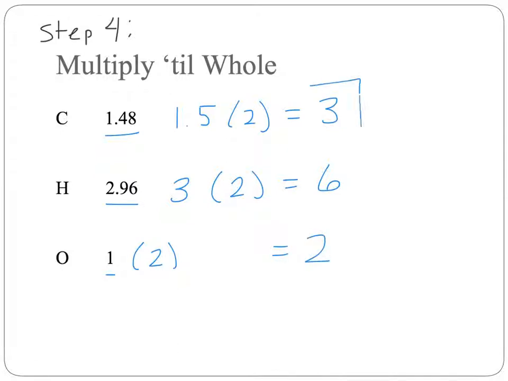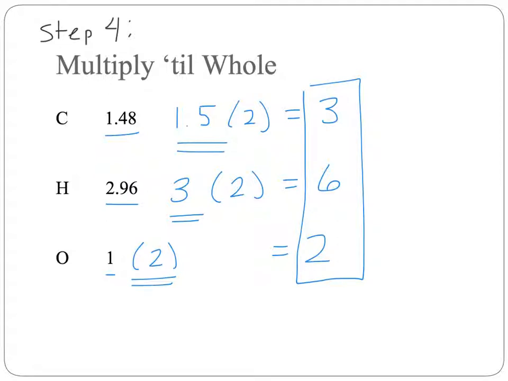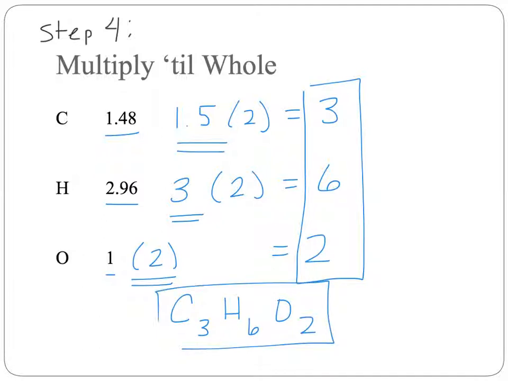And these are the values then that are for the subscripts in our empirical formula. They are the smallest possible whole numbers given the data that we have calculated with the mass percents that were given in the equation to begin with. So the final formula would be C3H6O2. And this is the empirical formula for this compound based on the data of the experiment.